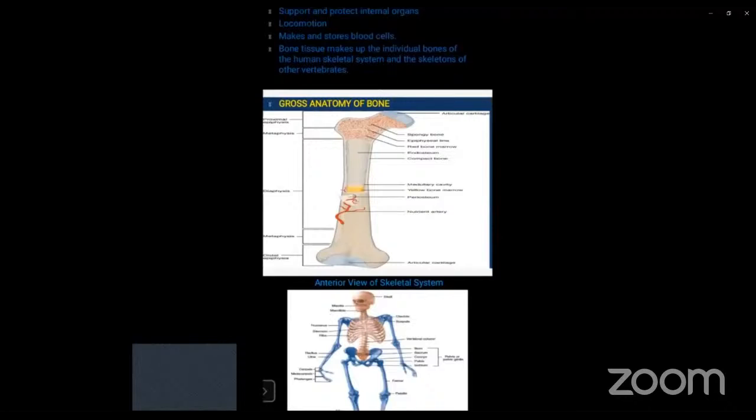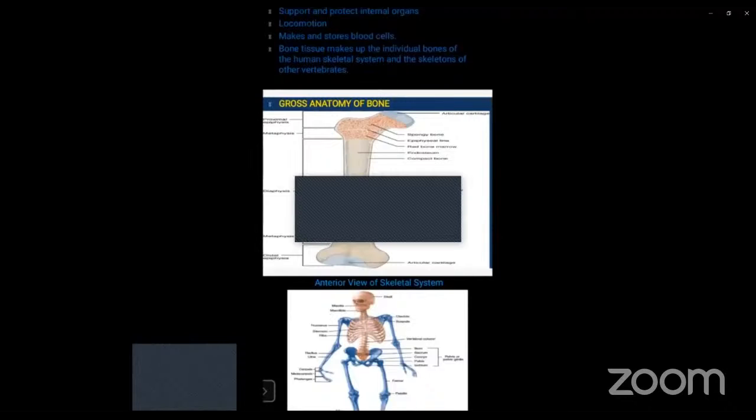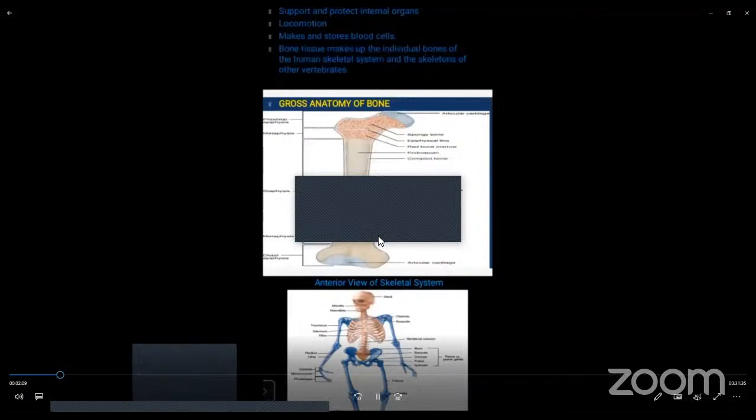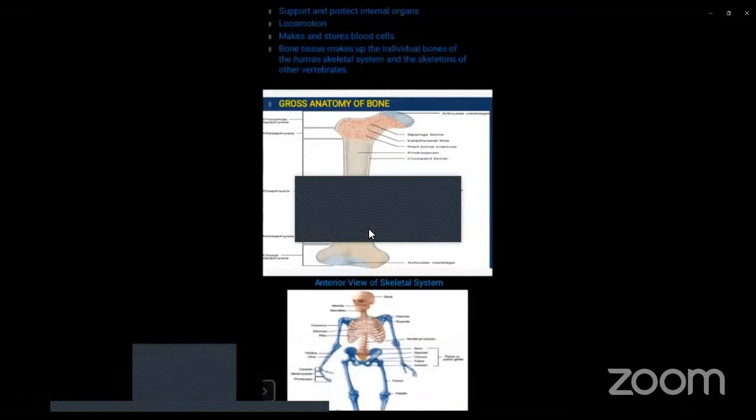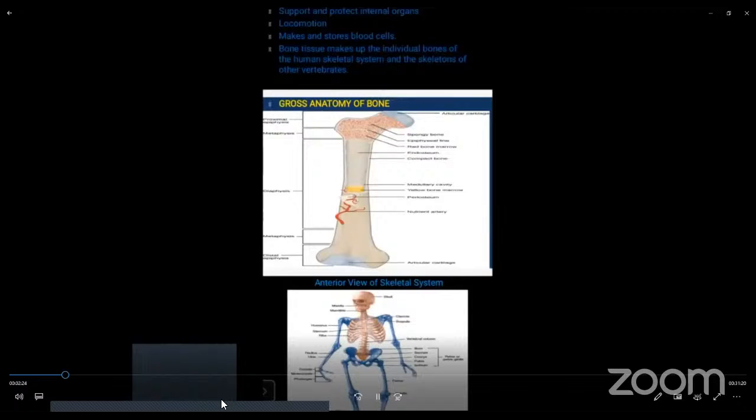Then you can see spongy bone, that is inside the bone. You can see the epiphyseal line and red bone marrow. Red bone marrow is the main source for producing red blood cells. Then endosteum, the outer part of the bone, and compact bone. So that is the full portion of the bone.